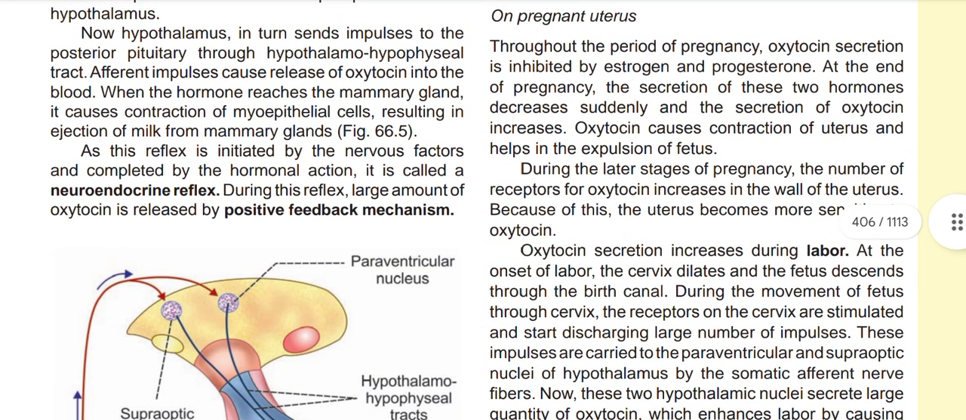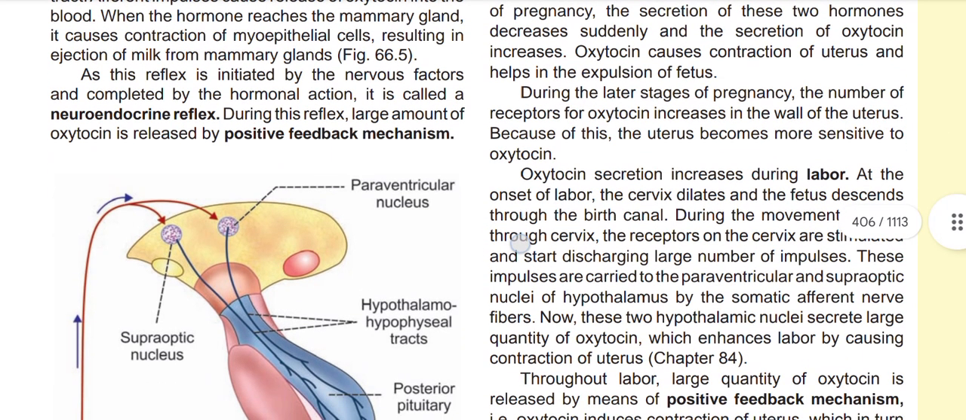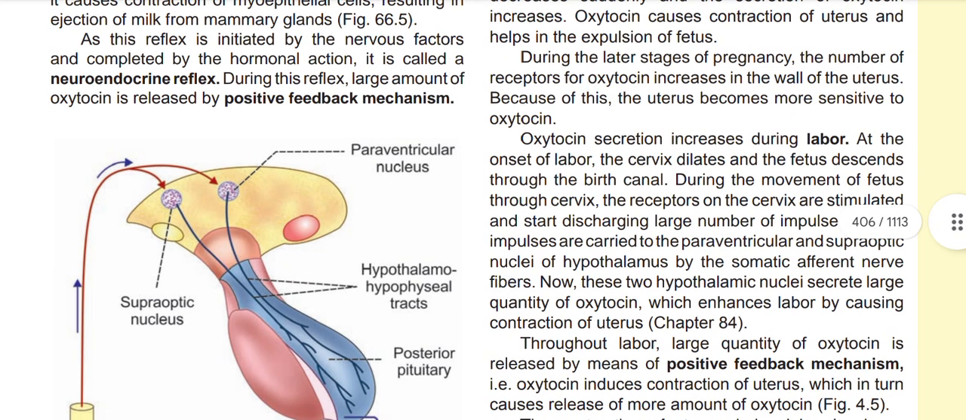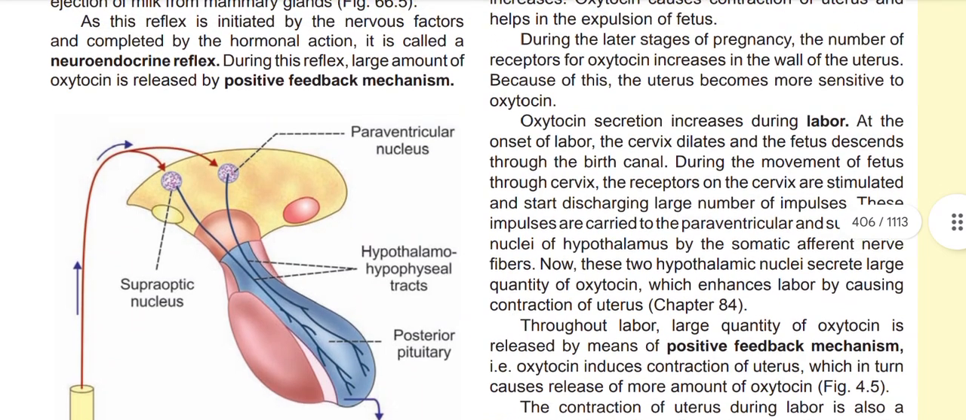And oxytocin causes the contraction of uterus and helps in the expulsion of the fetus. During the later stages of pregnancy, the number of receptors for oxytocin increases in the wall of the uterus. Because of this, the uterus becomes more sensitive to oxytocin. And the oxytocin secretion increases during labor. At the onset of labor, the cervix dilates, the fetus descends through the birth canal.